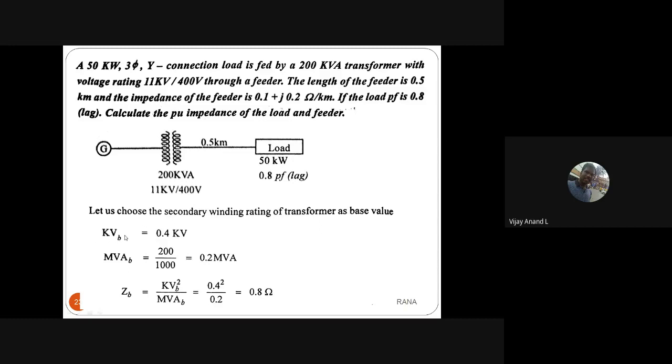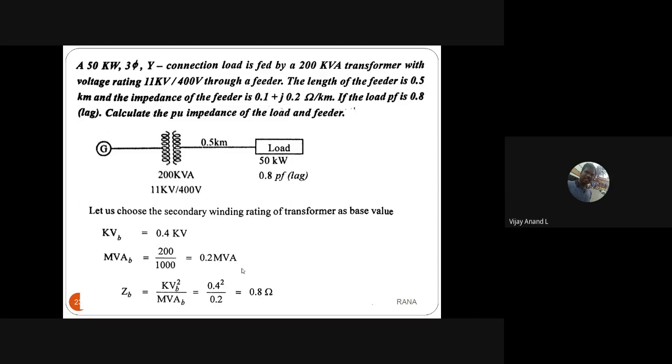Then kV base is equal to 400 volt. We have to convert that volt into kilovolt, so we divide by 1000. The final answer is 0.4 kilovolt. And the MVA base is given in the form of kVA, so we have to convert it into MVA by dividing by 1000. So 200 divided by 1000, then we get 0.2 MVA.